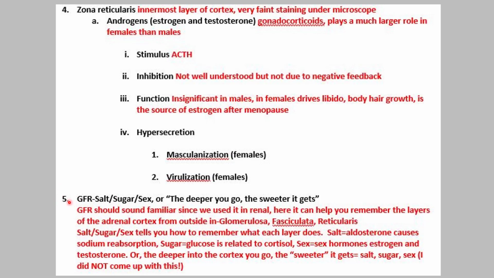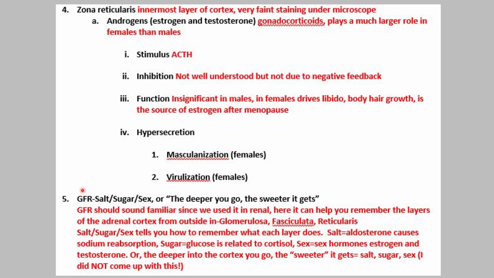Now, all right, so we have GFR as the way to remember the order. Zona glomerulosa, zona fasciculata, zona reticularis. I used to do this after we talked about the kidneys, but now, when we get to the kidneys, we're going to see this again, GFR.